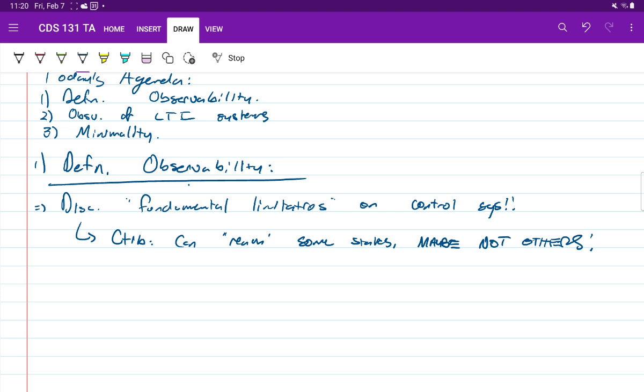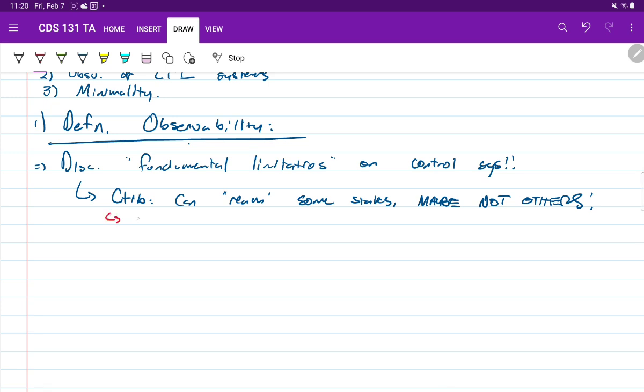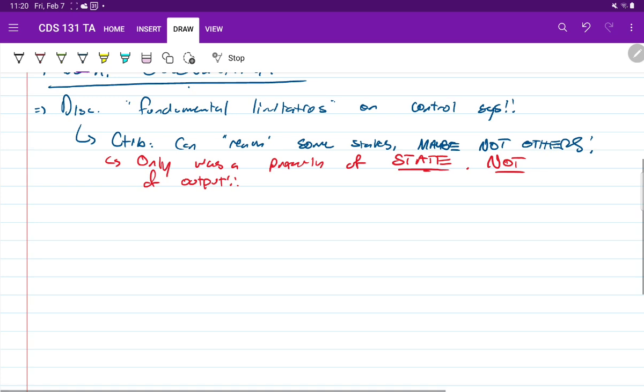So what we're going to do today is talk about another fundamental limitation. That limitation is observability. You might remember one of the important properties about controllability is that it only was a property of state, not of output. Controllability was really only focused on transferring states between different positions. So this said nothing about the readout map or our output space. Observability is a fundamental limitation that has to do with these outputs.